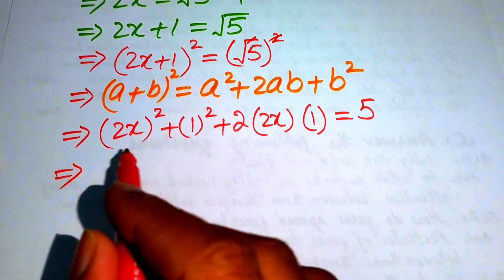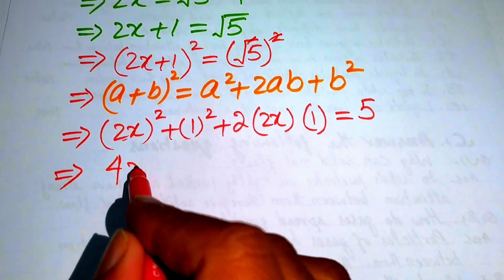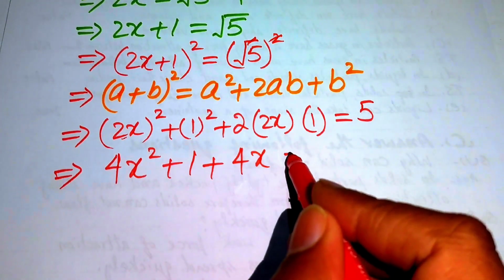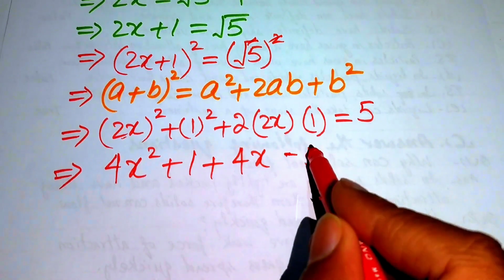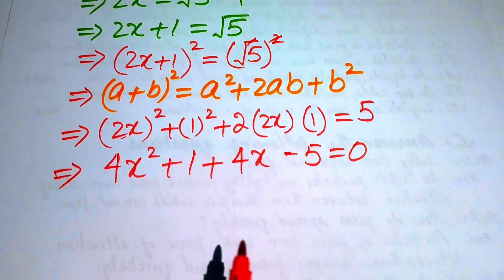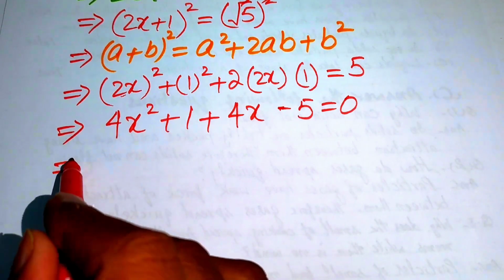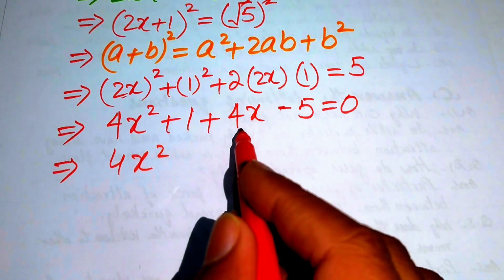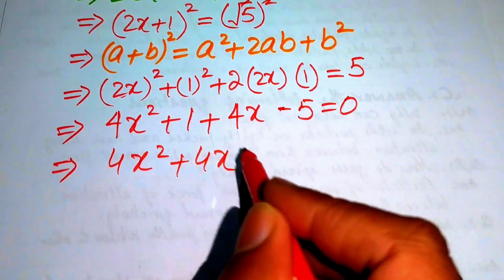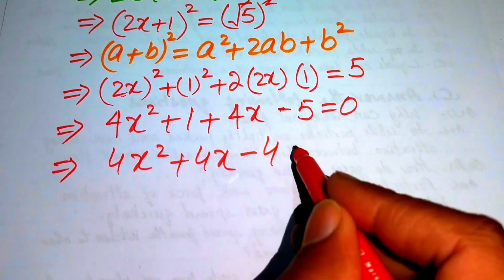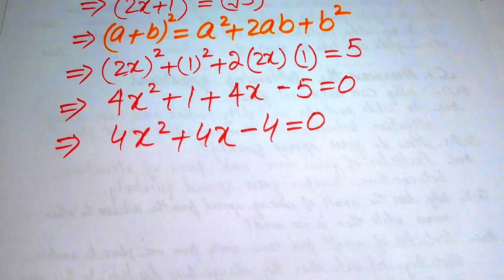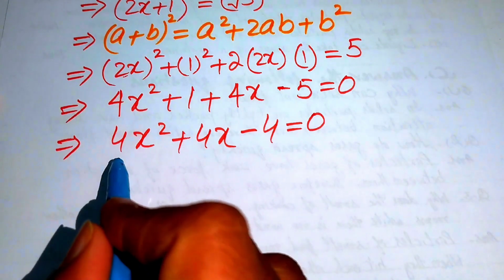Now we open the square of 2x, and you get 4 times x square plus 1 plus 4 times x, and we move this 5 to the left hand side, and you get minus 5 equals 0. So we have 4x square plus 4x, and 1 minus 5 becomes minus 4, equals 0. You see that 4 is common in each term, so we divide each term on both sides by 4.